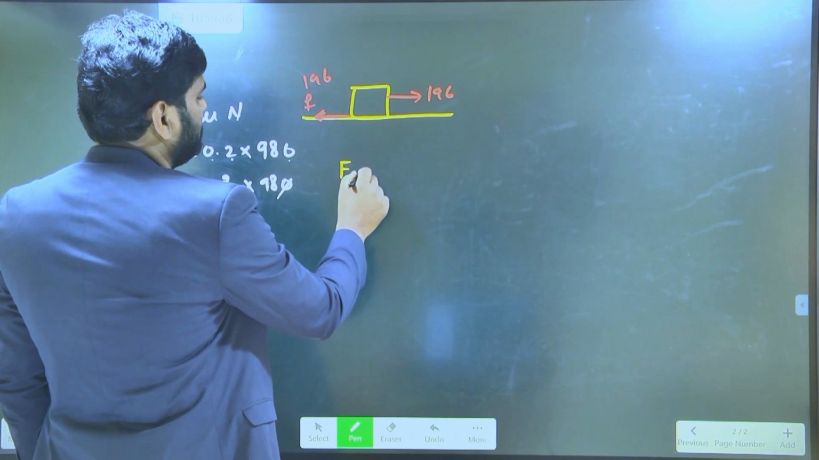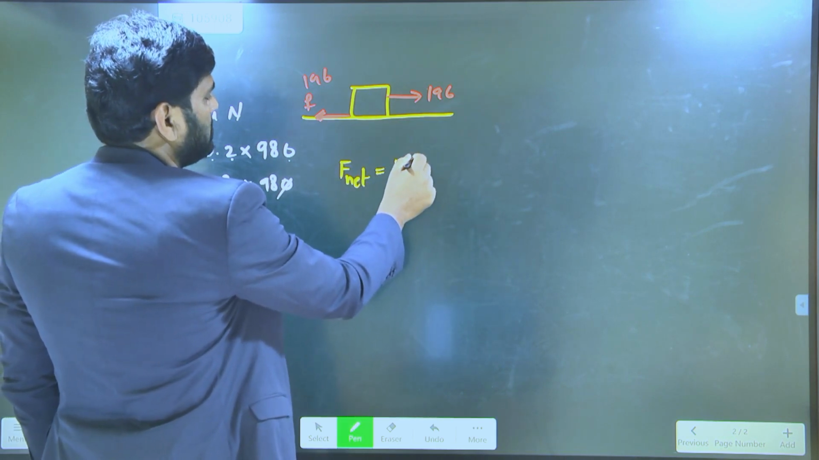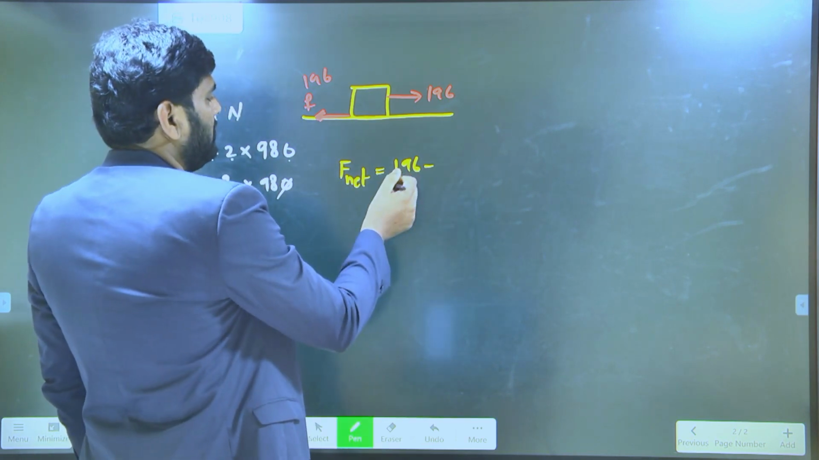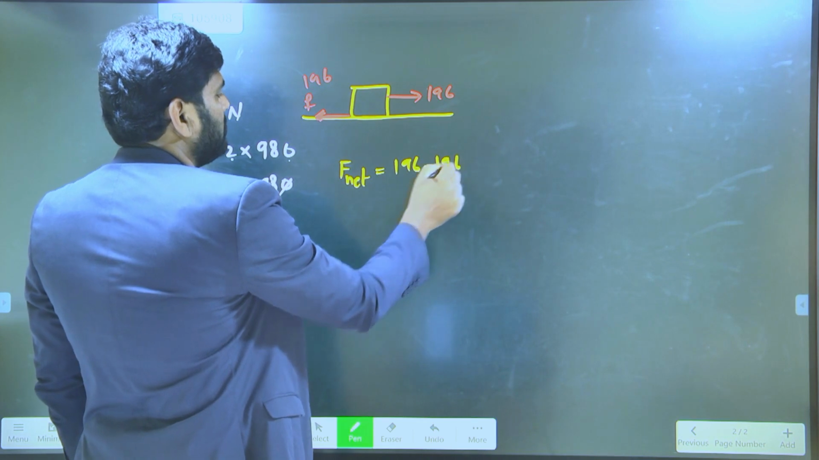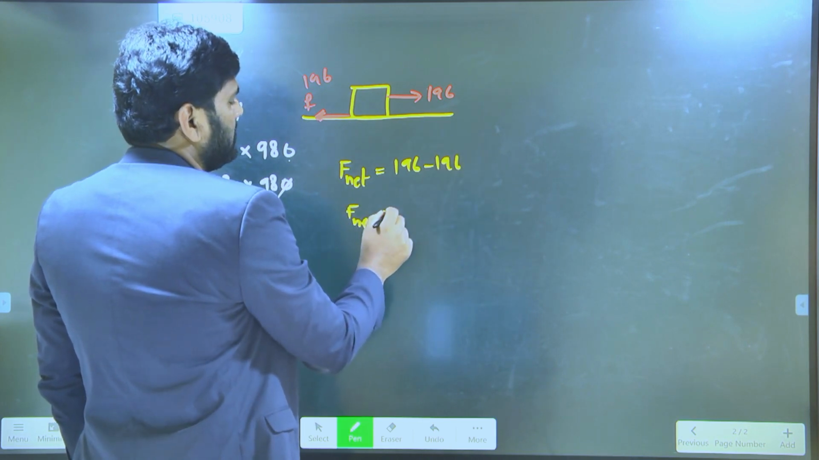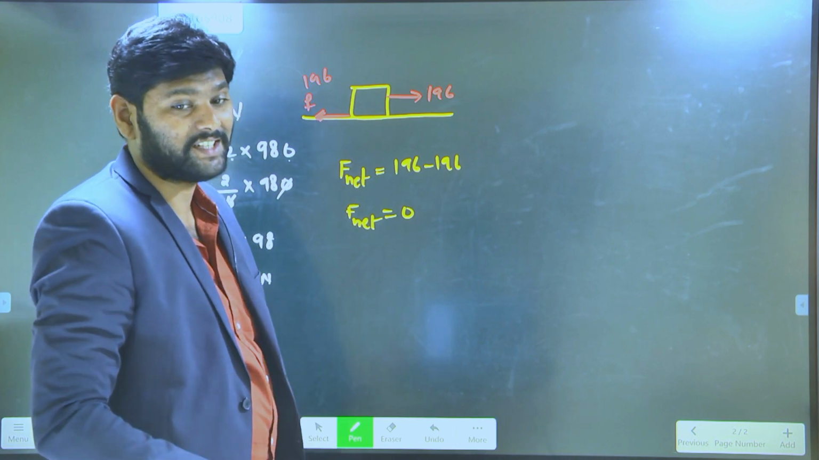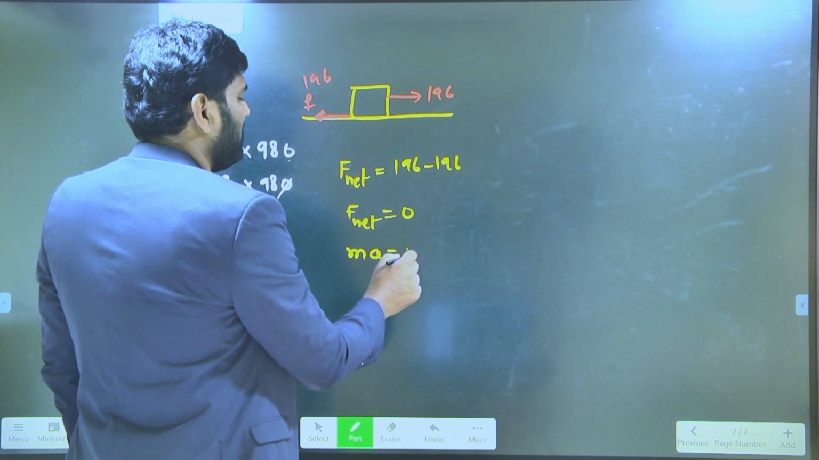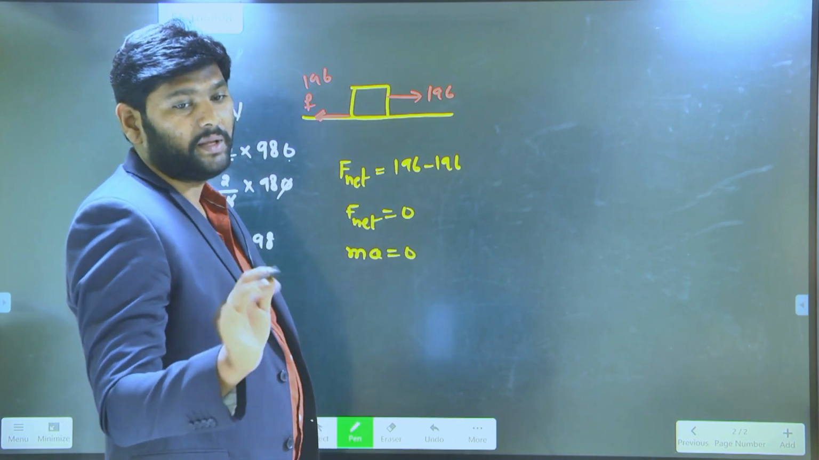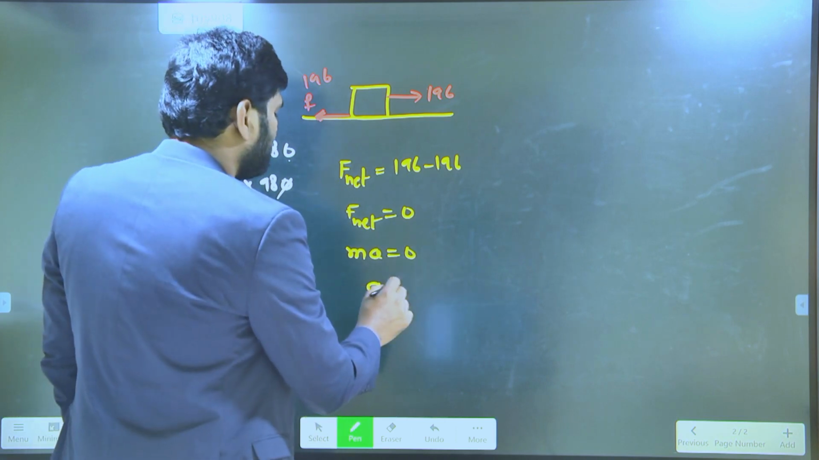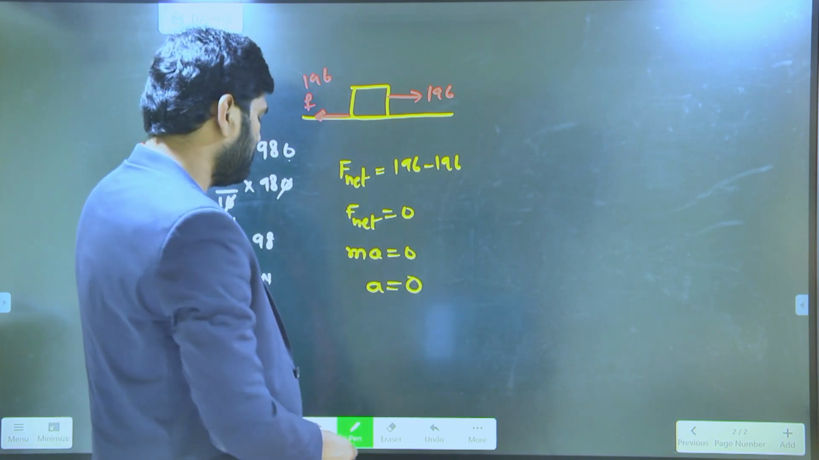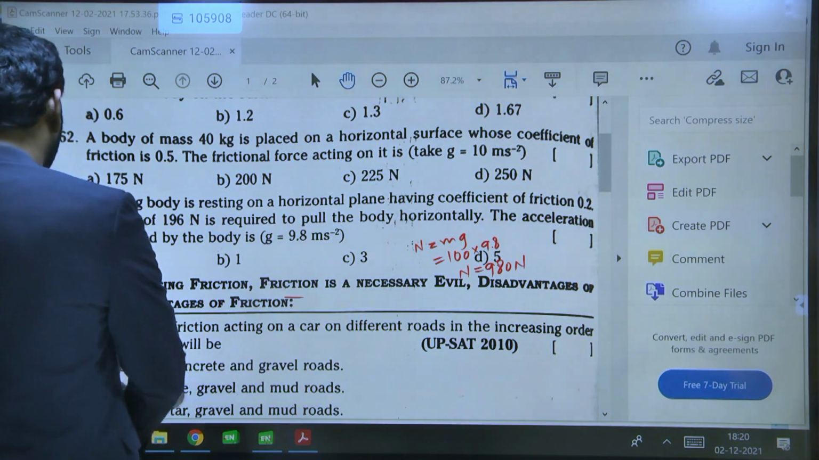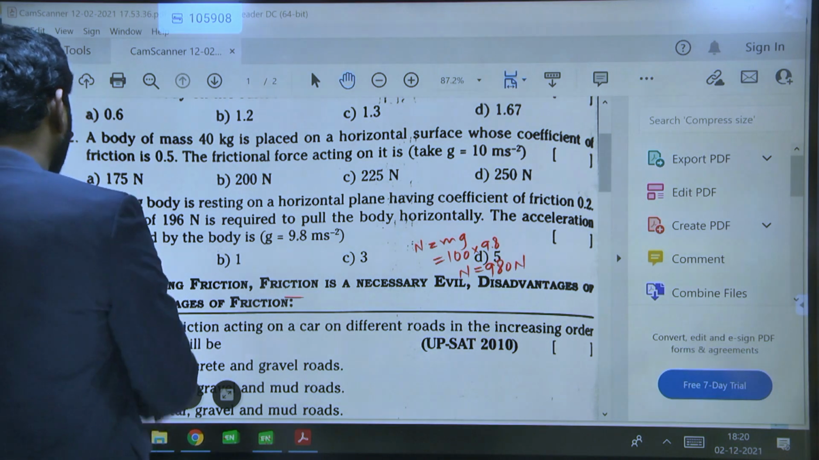F net is equal to the applied force minus the normal force, 196 minus 196. So the total F net is 0. But according to Newton's second law, what is F net? F net is equal to m a, mass into acceleration. Mass cannot be 0, so acceleration is 0. So 0 is our answer. Yeah, note down, 0 is our answer.